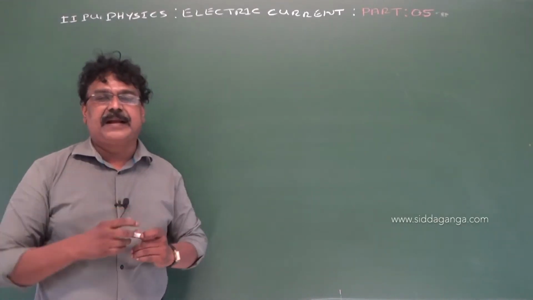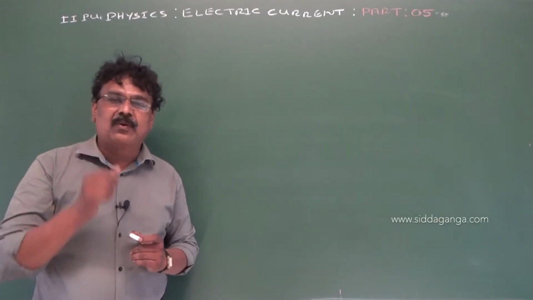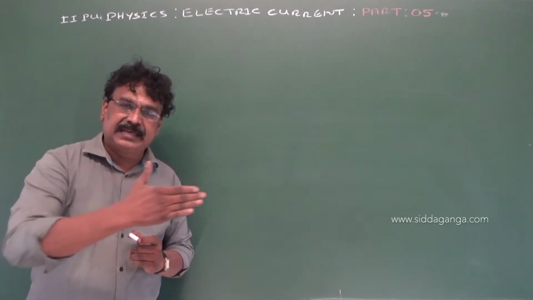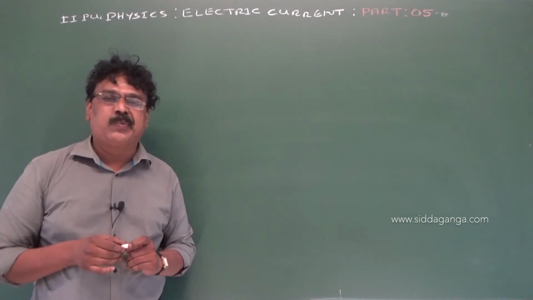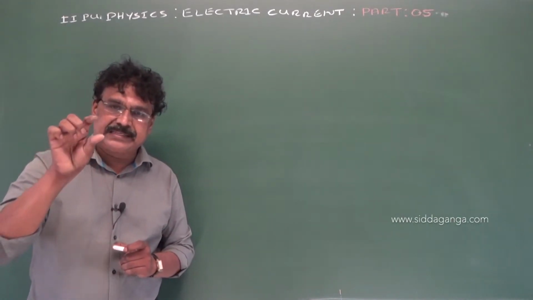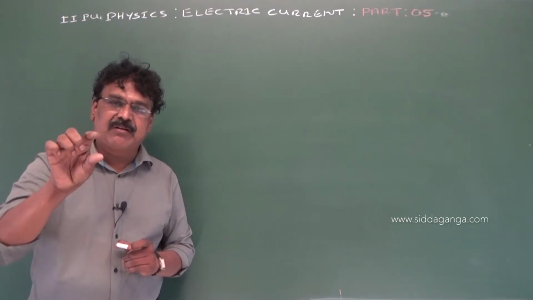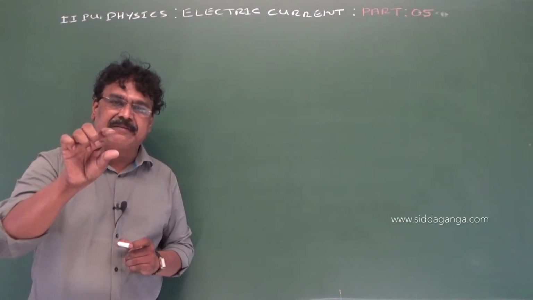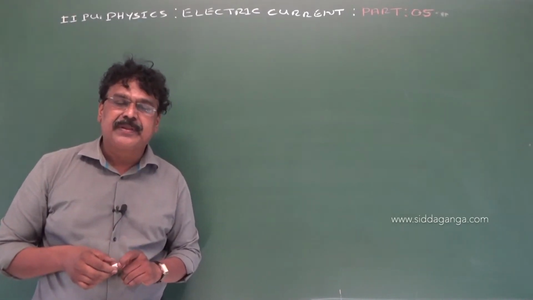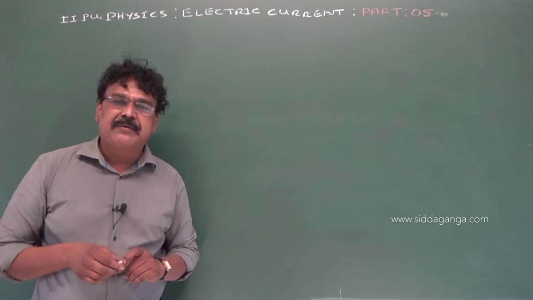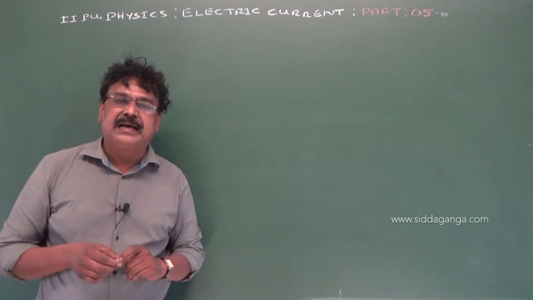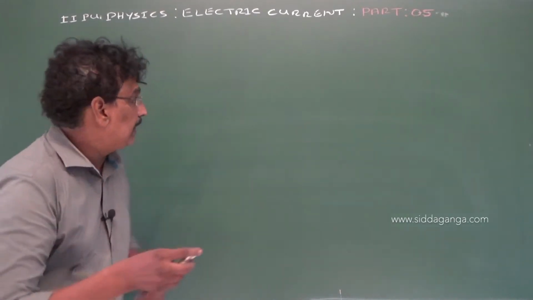In other words, the direction of flow of positive charge in an electric field is in the direction of the electric field. Therefore, the direction of current density is the same as the direction of the applied electric field at that point in a conductor. Now, let us derive the relation between current density and applied electric field.